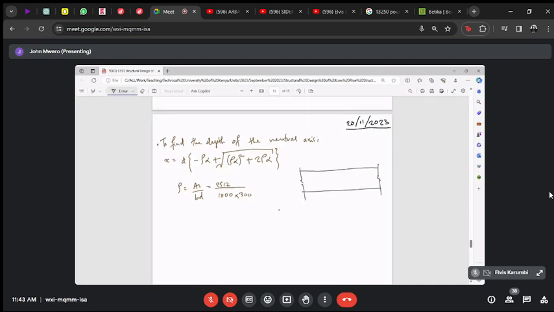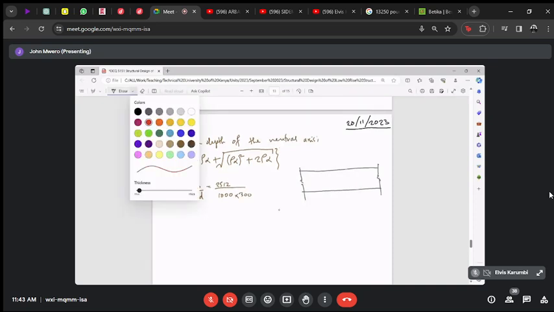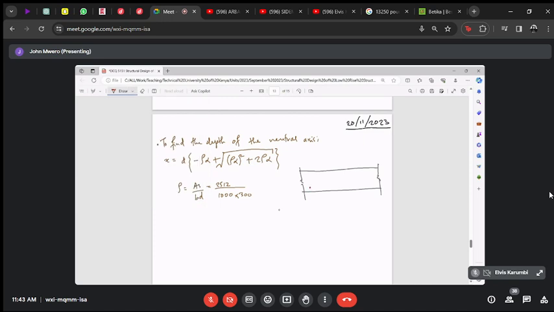And of course, there is reinforcement that is 2512 millimeters squared per meter length.